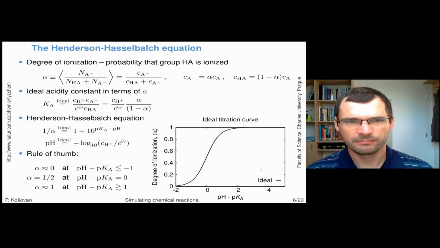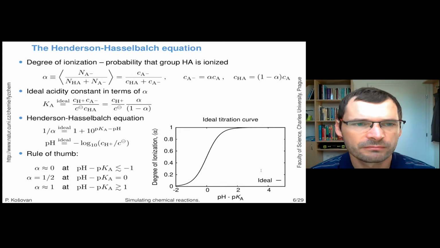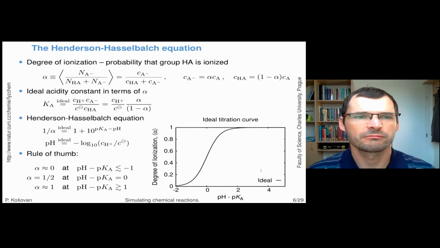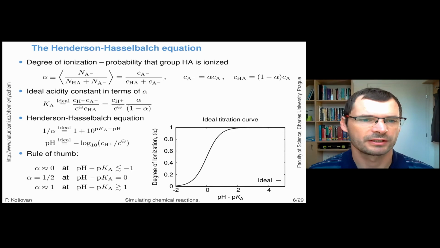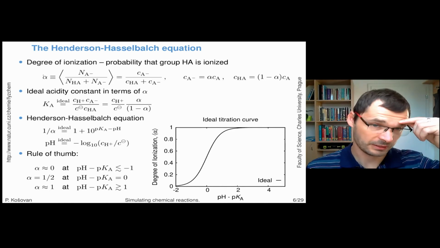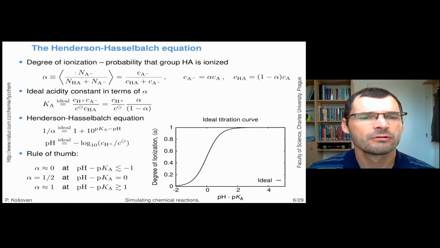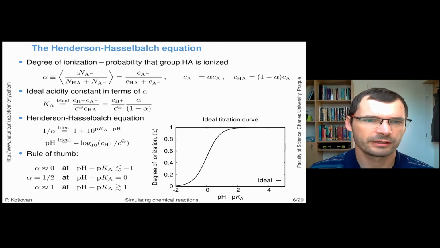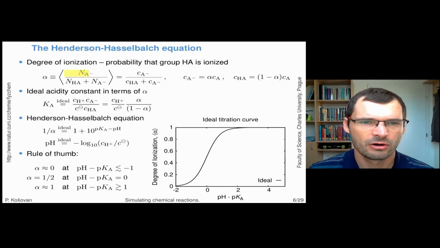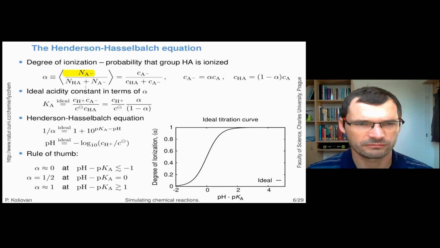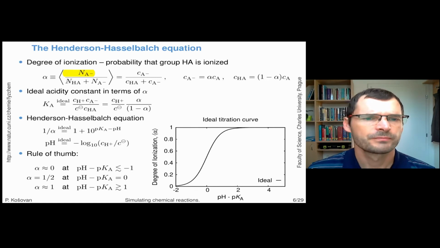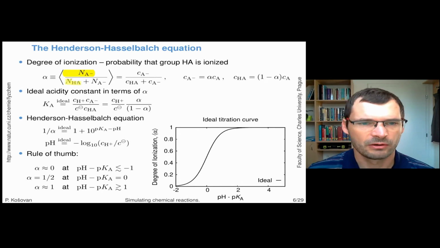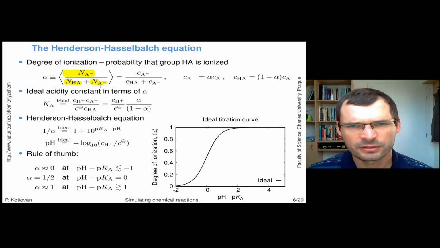To describe this chemical reaction equilibrium, quite often we use a quantity that we call the degree of ionization, specifically for the acid-base ionization reactions, which in terms of molecular simulation is defined as the ensemble average of the number of ionized species of a given molecule divided by the total sum of this species in both ionized and non-ionized forms.